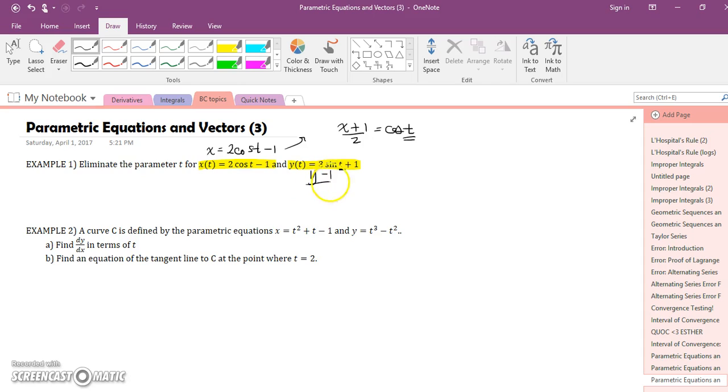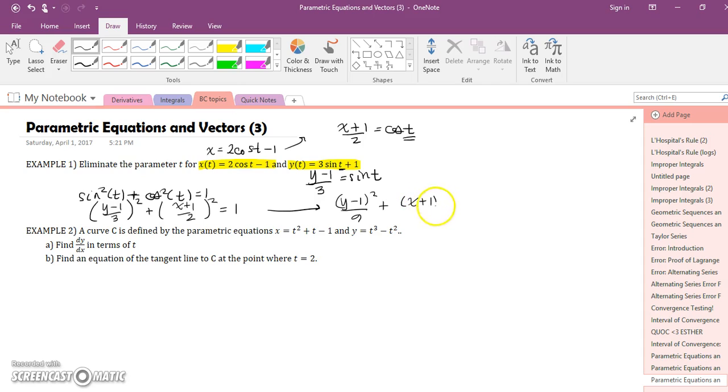Let's try solving each of these for sine and for cosine. And then let's plug into our trigonometric identity, which says sine squared, this time of t, plus cosine squared of t equals 1. That's the first and most well-known Pythagorean identity. So I'm going to take whatever sine is equal to, which is ((y minus 1) over 3) squared, plus cosine of t, which is ((x plus 1) over 2) squared, equals 1. Notice that this is x and y notation. You could solve for y to make it look like the y equals f of x you're more accustomed to, but we have eliminated the parameter t. We just have a function, x and y.